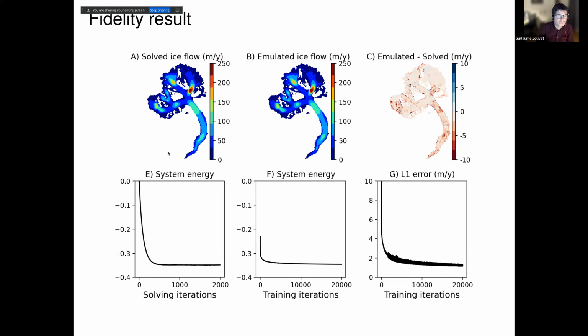Solution obtained by a solver. So that's what I would do if I was running a traditional model. And in the middle, this is something that would be emulated ice flows obtained by using this neural network. As you can see, the two of them, we can barely see any difference. And if we plot the difference between the two, we see they are very close to each other.